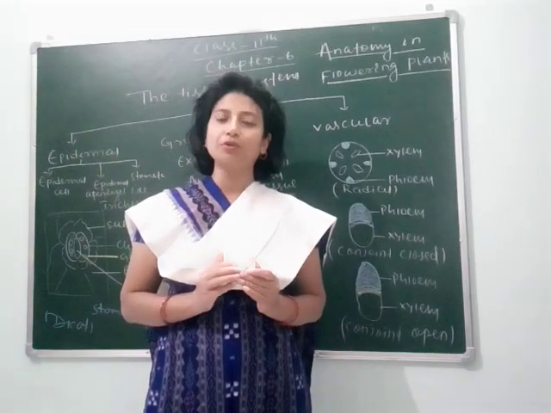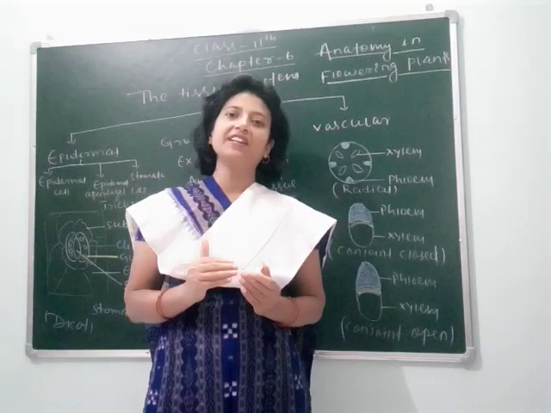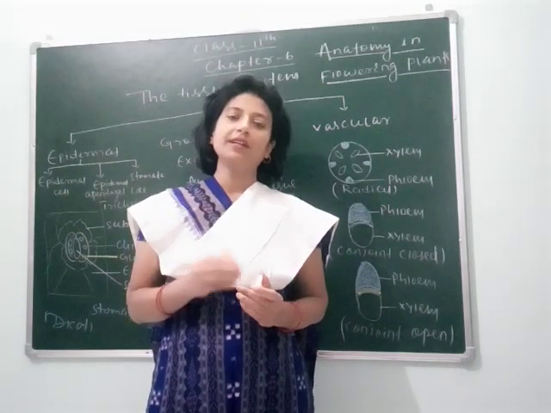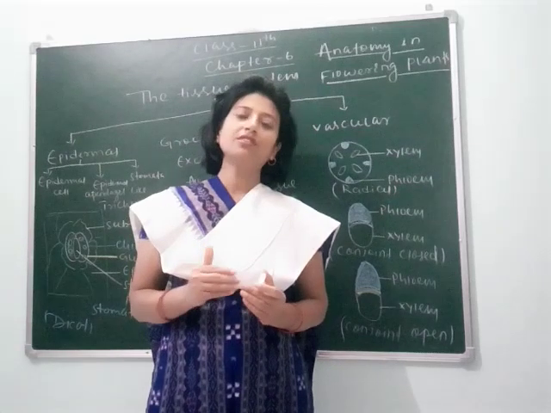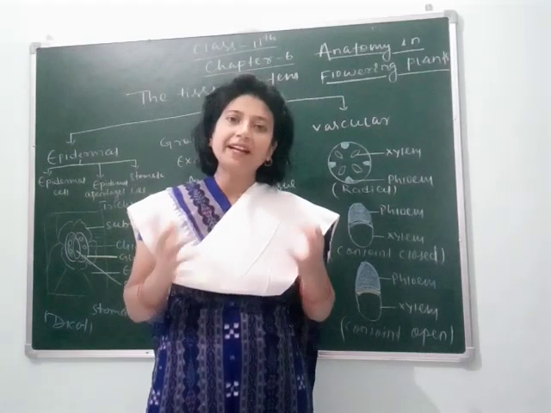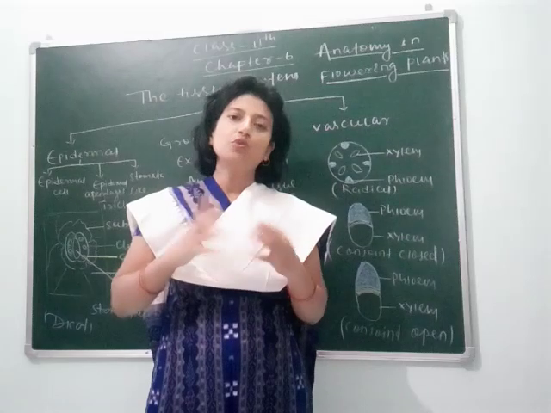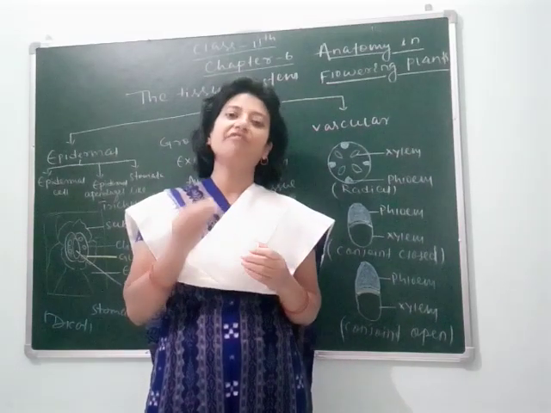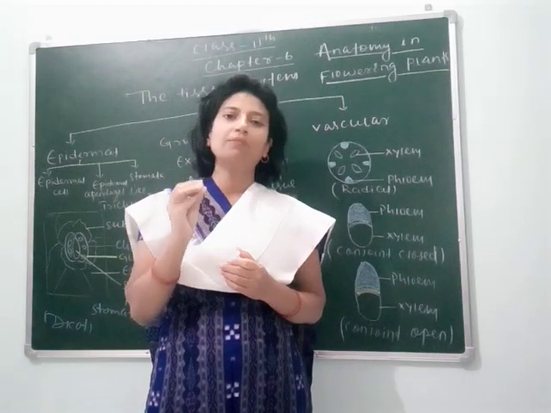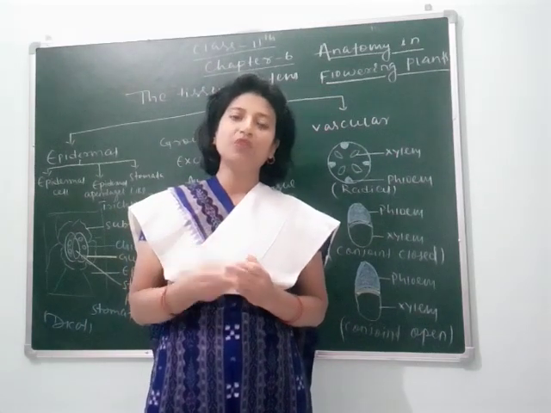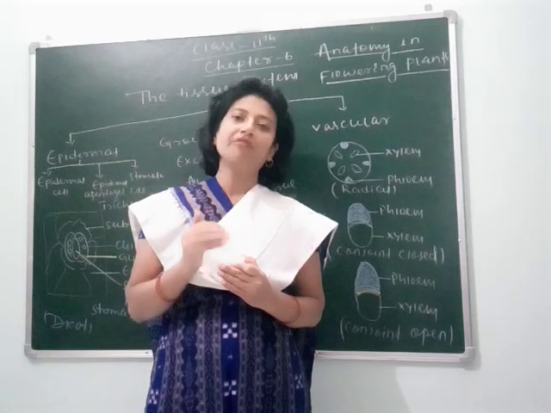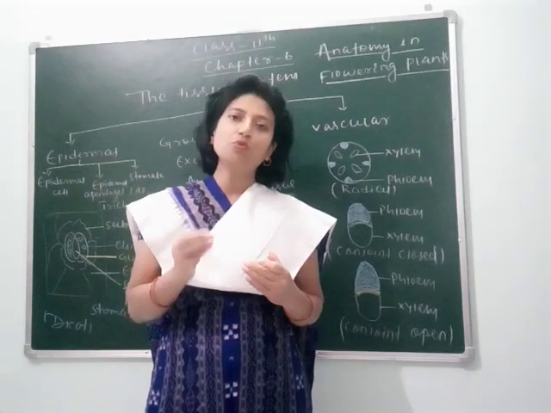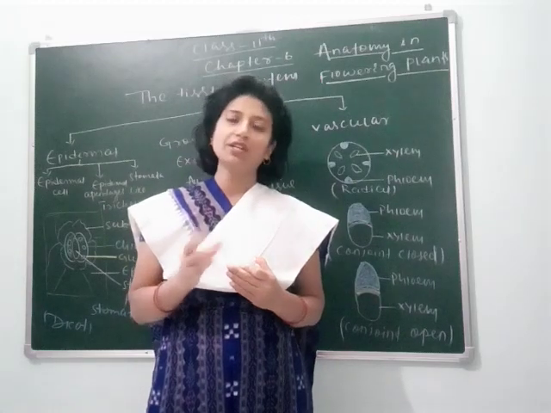As I have told you, when we say system, it means many groups working together. Here it is called tissue system because different types of tissues combine together to form a particular function. Clear? Again I am telling you, tissue system means when different types of tissues are combined to do a particular function, it is called tissue system.